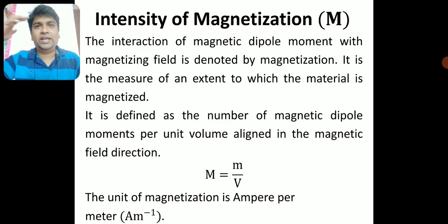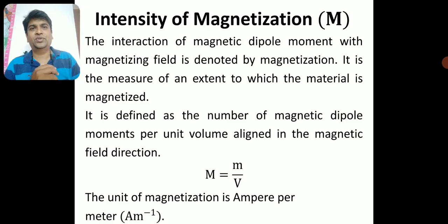If I could not magnetize a material to such a high extent, the intensity of magnetization will be low. So it is the intensity of magnetization which is a measure of the extent to which a material is magnetized.